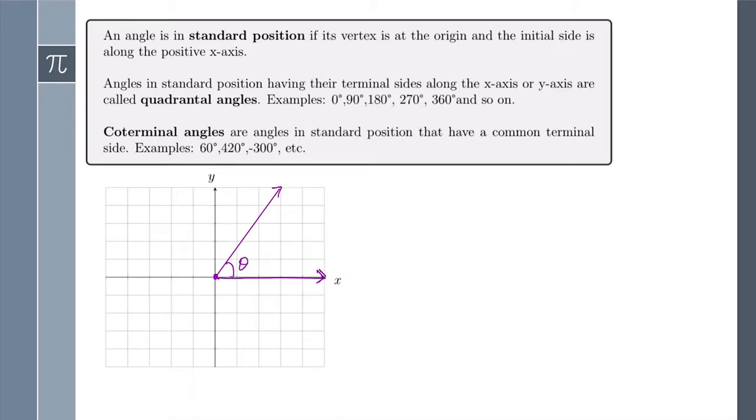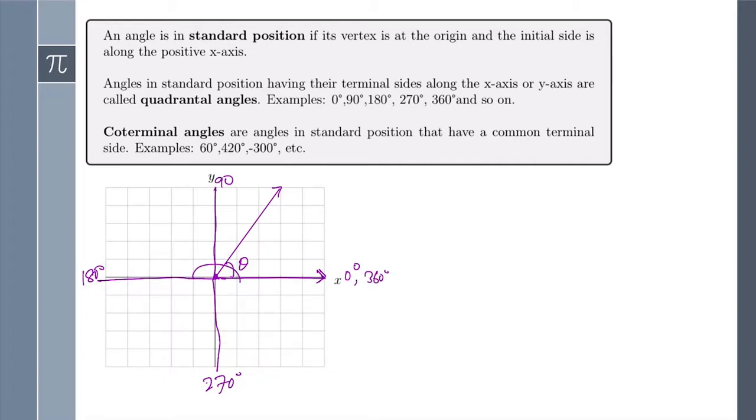Now the angles in the standard position having their terminal sides along the x-axis or y-axis are called quadrantal angles. So this is 0 degrees. Now this is 90 degrees, so this is a quadrantal angle because it is along the y-axis. Now if we go over here, this is 180 degrees, a straight angle, and it's a quadrantal angle. And 270 degrees is also a quadrantal angle because it is along the negative y-axis, and then it comes back here to 360 degrees, and then we can keep going around, okay.